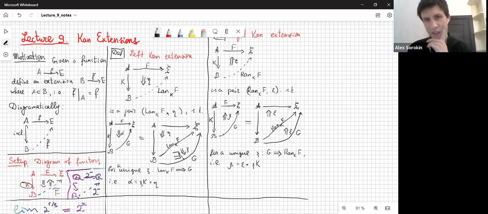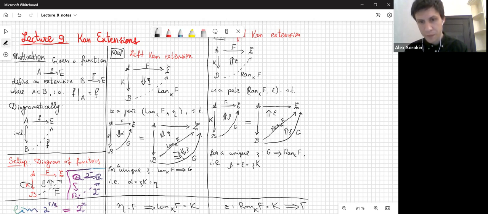The dual notion is a right Kan extension. In this case, we will be approximating when we have a map from the composition of the right Kan extension with K to F. So here in the first case, let me write it. We have eta, which goes from F to the left Kan extension along K of F, composition K. In the other case, we will have the converse situation. So here will be the right Kan extension of F along K, composition K to F.